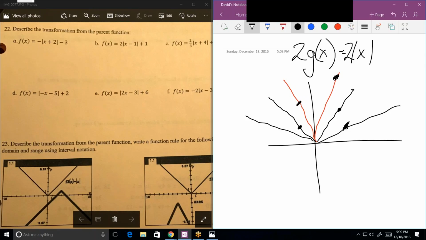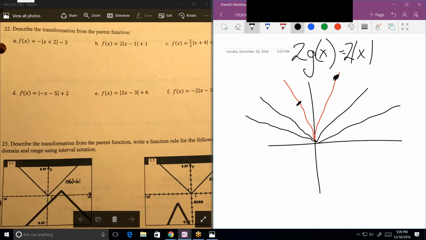If it was a vertical shrink, that'd be a fraction. So if it's 2/3, it'd be a vertical shrink, and it would look more like this. In other words, it would have the effect of flattening out the absolute value curve, which originally looks like this.